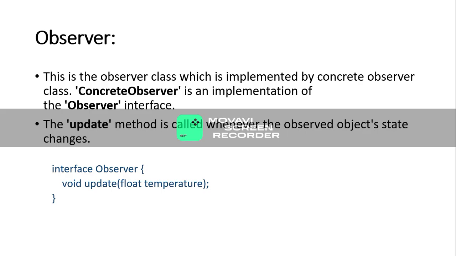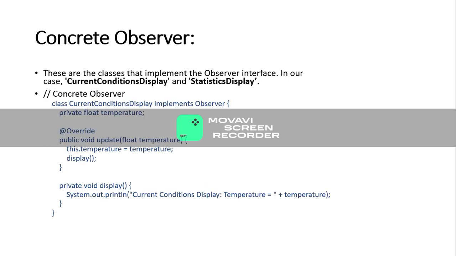Next you have to go for the observer interface. In the observer interface, we have one method which is called the update method, which is going to update the temperature. That's one of the parameters we have in this update method. It's an abstract method. Then we'll go for the concrete classes, the concrete observers. A concrete observer is nothing but an observer class.